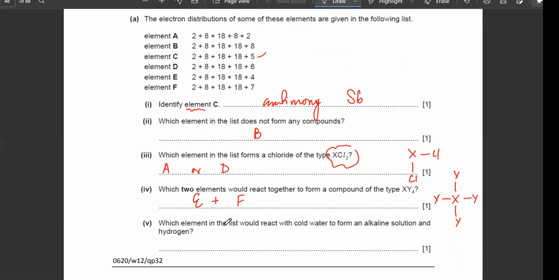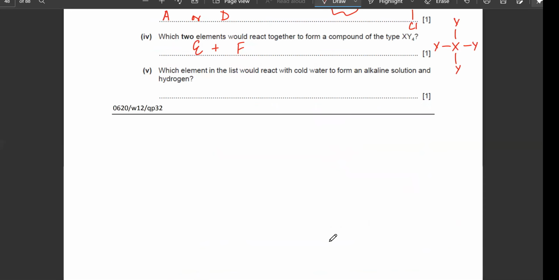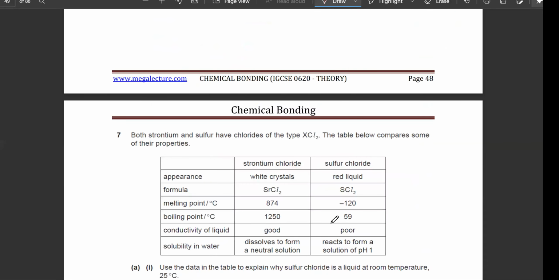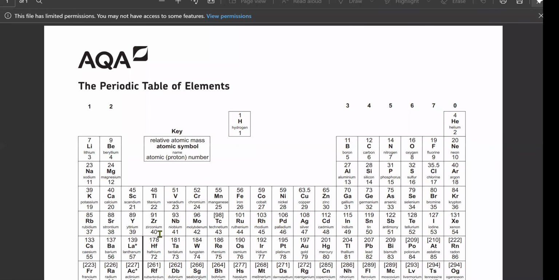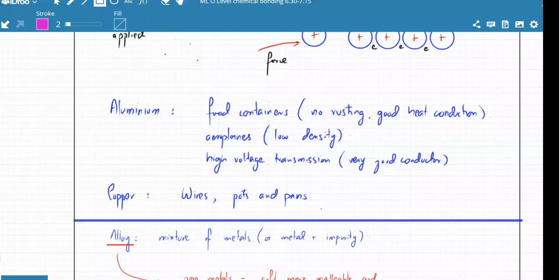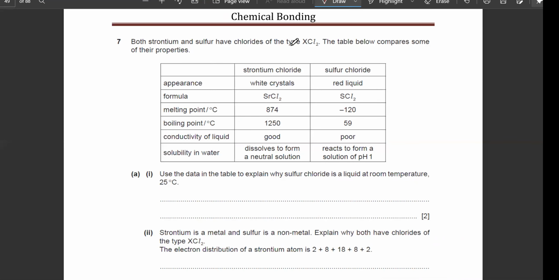We didn't do any reaction here, so ignore that. Remember the XCl2. It's a separate question, but it's the same one. Strontium is in group 2, it's over here. And sulfur is over here, in group 6. So just like I told you previously, XCl2 can be formed by a substance X that could be a metal or it could be a non-metal.